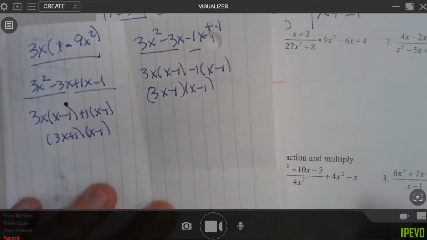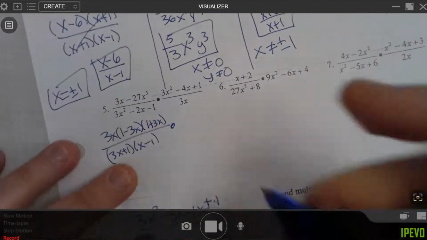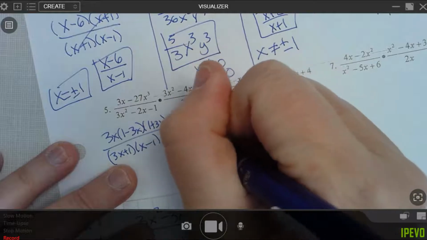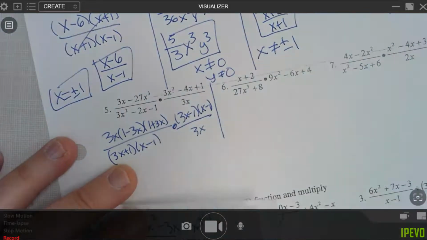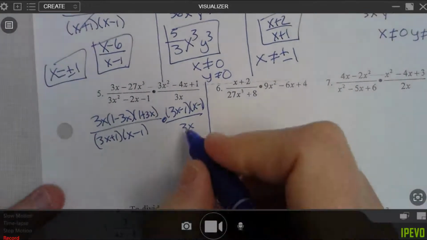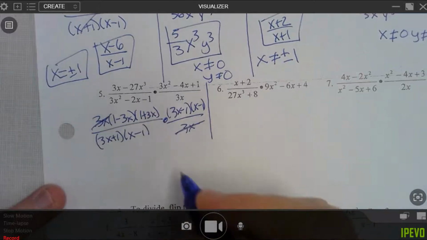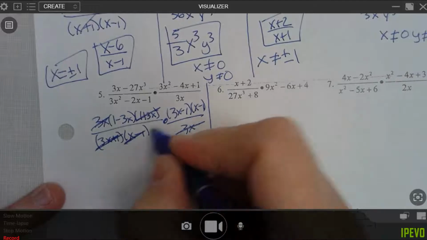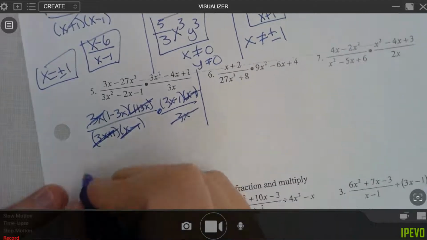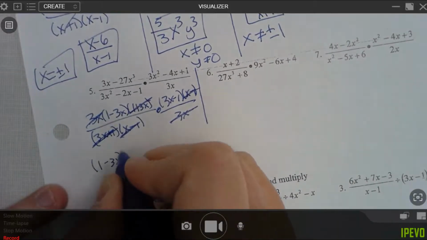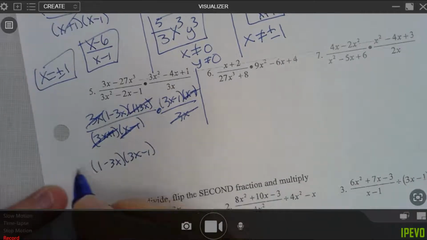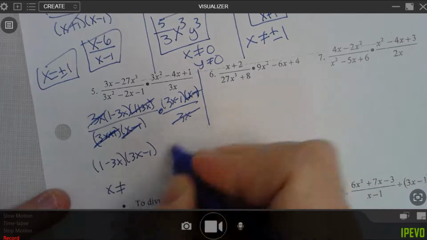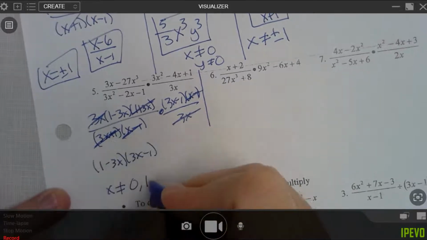So there's my top. So I'm going to write that right here. 3x minus 1, x minus 1. So once I have it all factored here, we just start canceling. 3x and 3x. 3x plus 1, 3x plus 1. X minus 1, x minus 1. So then your end answer is 1 minus 3x over 3x minus 1. If they asked you what your x's couldn't equal, they would not equal 0, 1, and that gives you a negative 1/3.